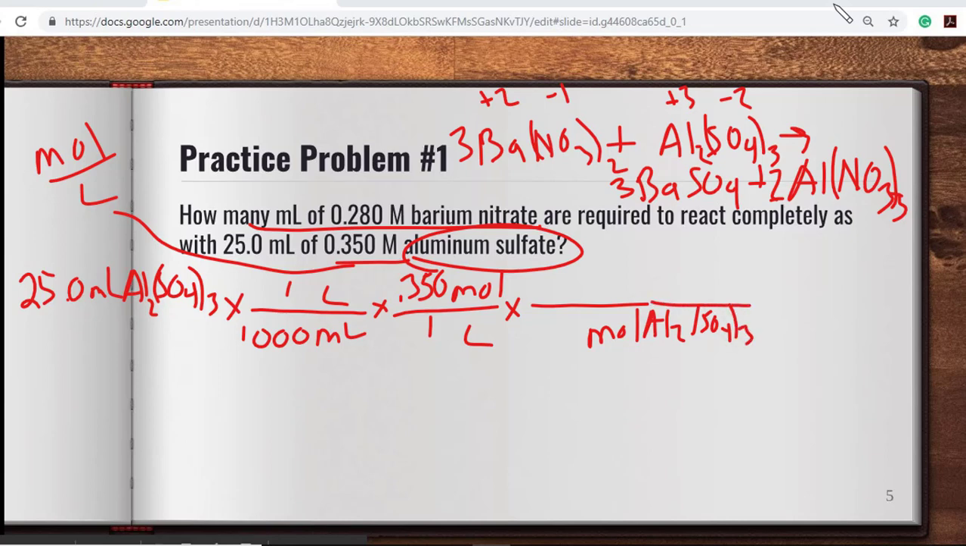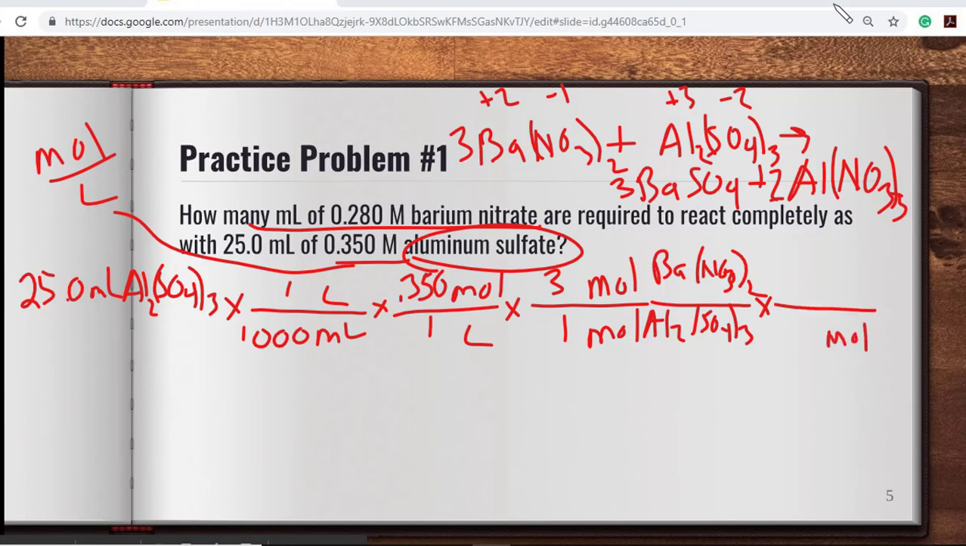Now I can convert that using the mole ratio, again a lot of stuff you're seeing here, to what I'm looking for, which is barium nitrate. I use the coefficients of my balanced chemical equation, so 1 and 3.